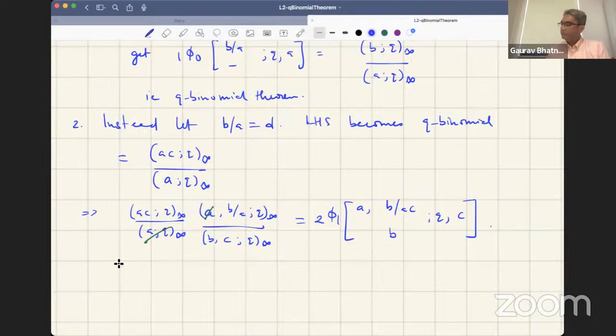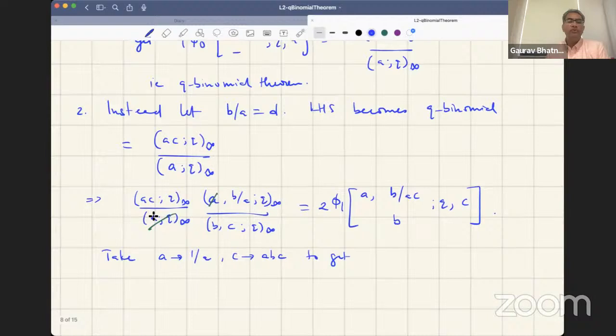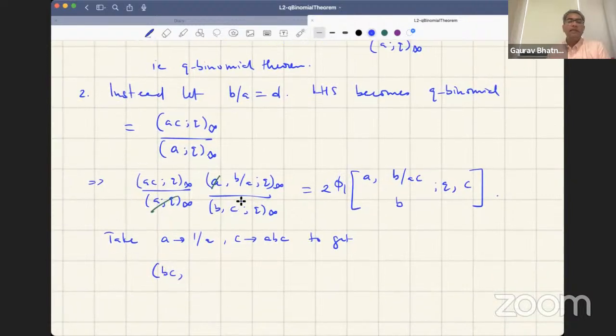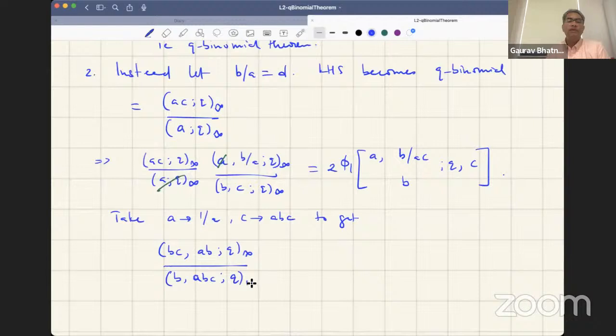And what we do is, to make the product side more symmetric, we replace A by 1 over A and C by ABC. So this is in Ramanujan's notation. So A goes to 1 over A, C goes to ABC. So the top becomes BC, and A goes to 1 over A, so it becomes AB, Q infinity. Then B is B, and C is ABC, Q infinity. And this is equal to 2 phi 1 over A. So A goes to 1 over A, C goes to A over B. It becomes 1 over C, B, Q, ABC.